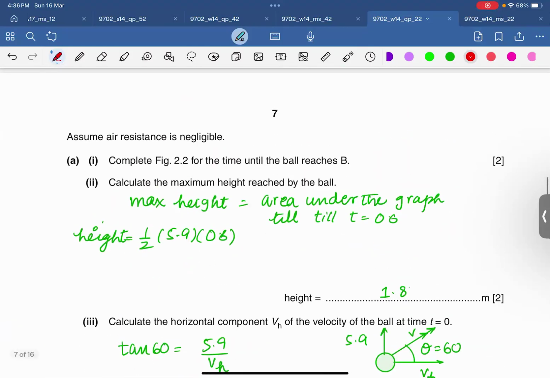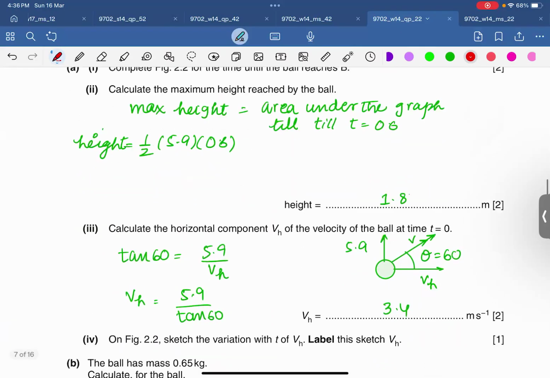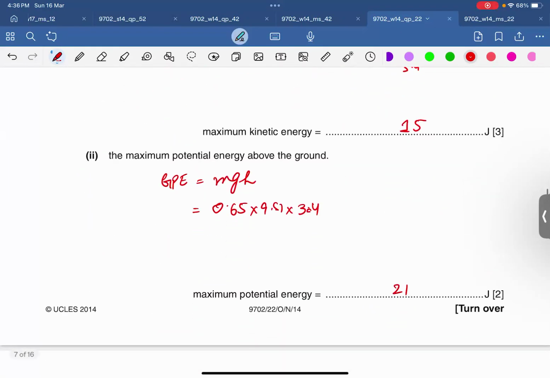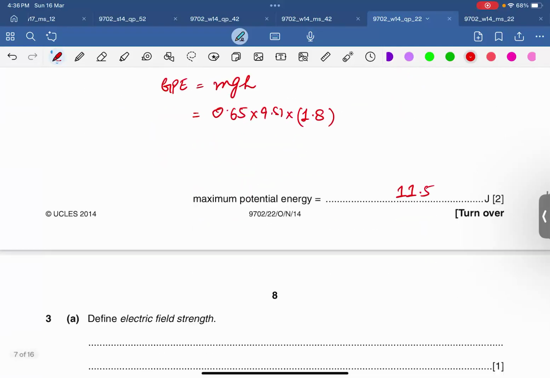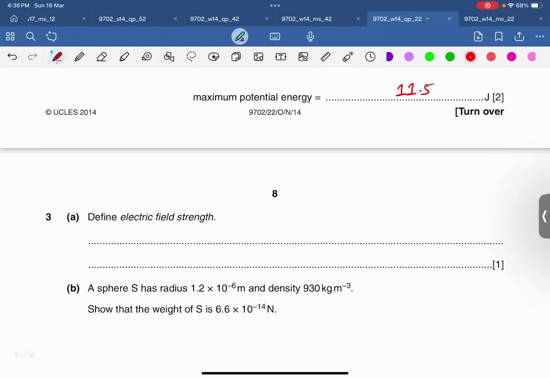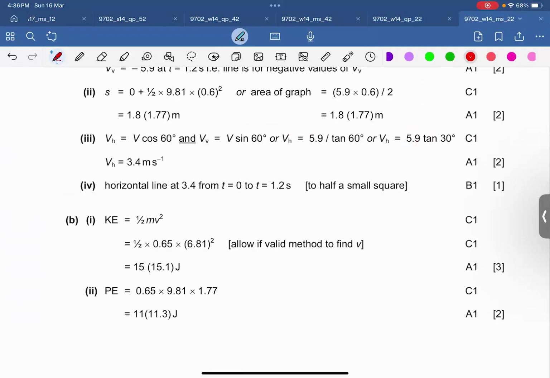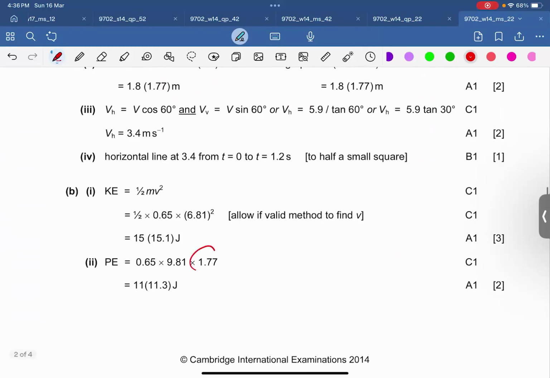The maximum height reached by the ball is. Sorry, 1.8 लेना है ना हमें. I'm sorry, it should be 1.8. 11.5. Okay. They're getting 11. They have used the previous answer. They're not rounding that off.